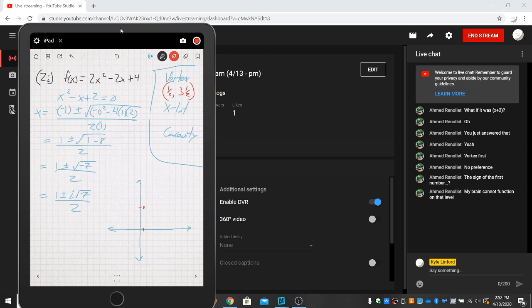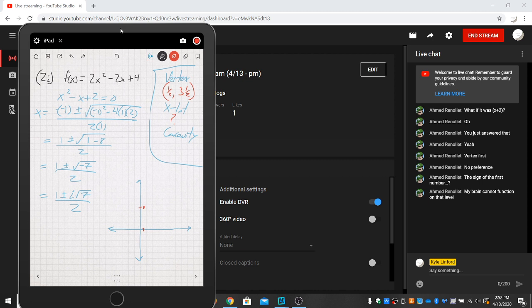So let's skip the x-intercepts for right now. Let's hold off on that for a second. We'll come back to this. What is the concavity? We have the vertex. It's right there. What is the concavity of this graph? Is it opening upwards or is it opening downwards?